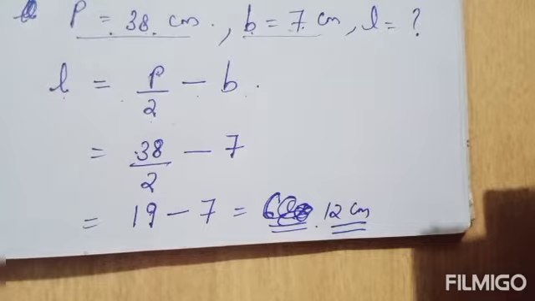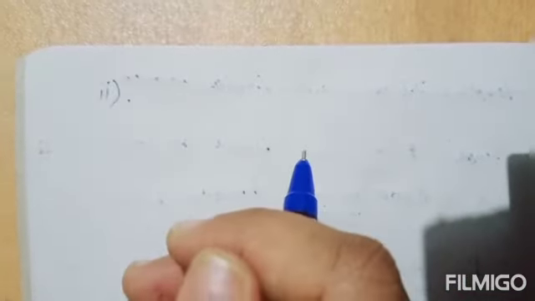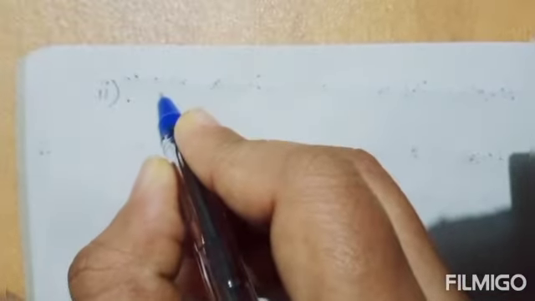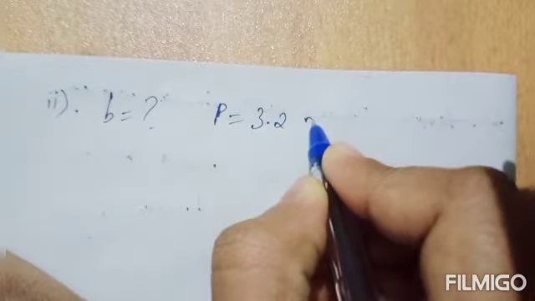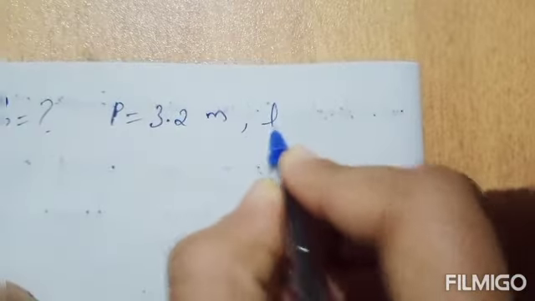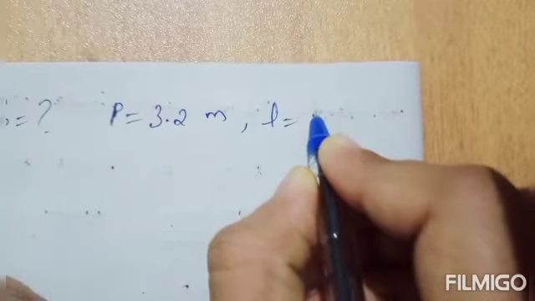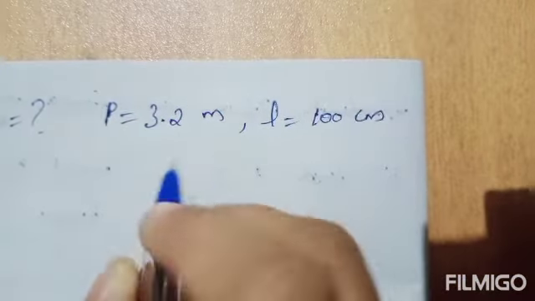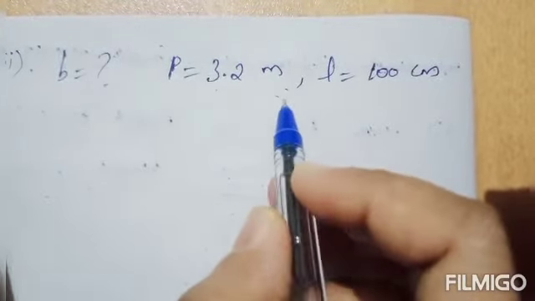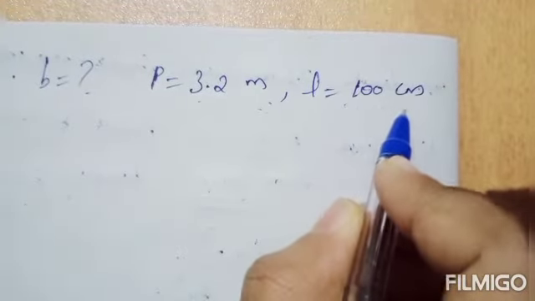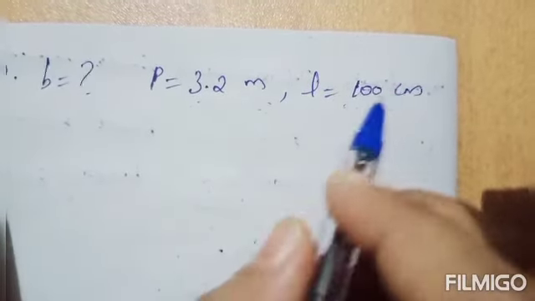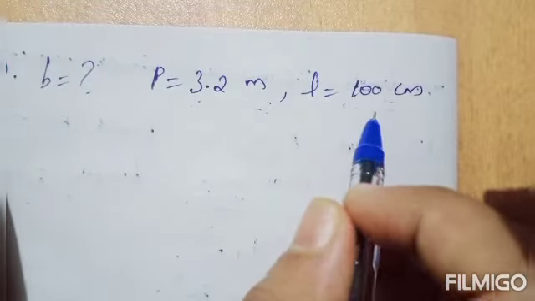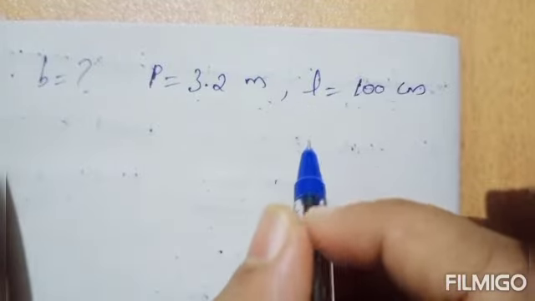Okay, length. In that second one, you have to find the breadth given its perimeter equals 3.2 meter and length equals 100 centimeter. So here you can see perimeter is in meter and length is in centimeter. So you can convert either meter to centimeter or centimeter to meter. You have to make the unit the same.